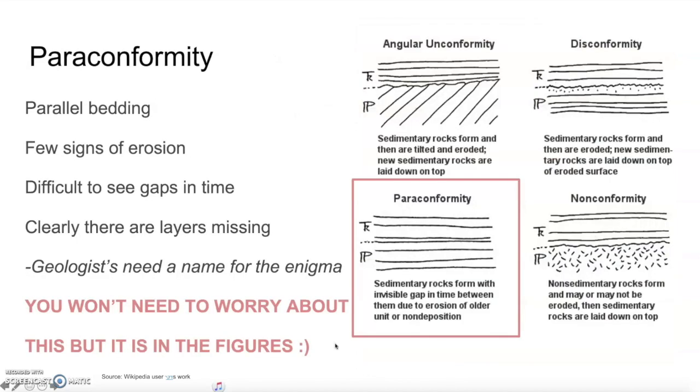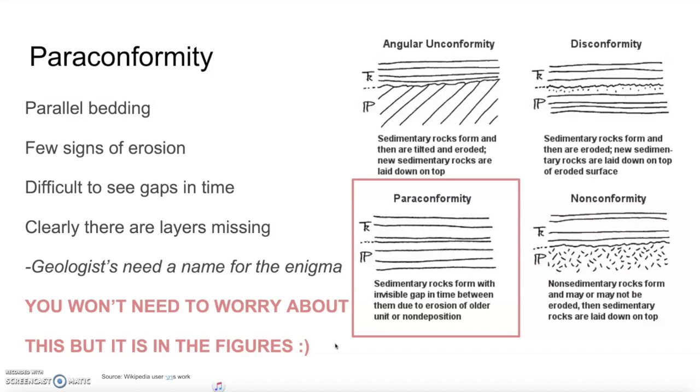And then briefly, we'll just talk about paraconformities. Paraconformities are sedimentary rocks with parallel bedding, and then suddenly there's a missing parallel bedding. And bedding is essentially just the layers, right? And we're missing a layer. We don't know why. It's like this thing we don't know about. Geologists need a word for it. We still don't know why. It's like this enigma.